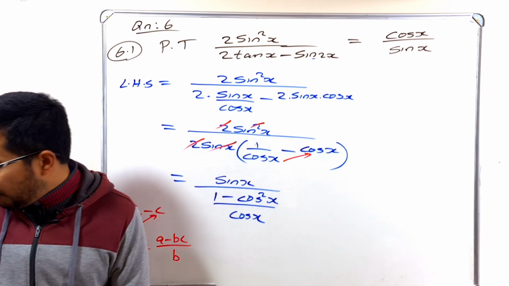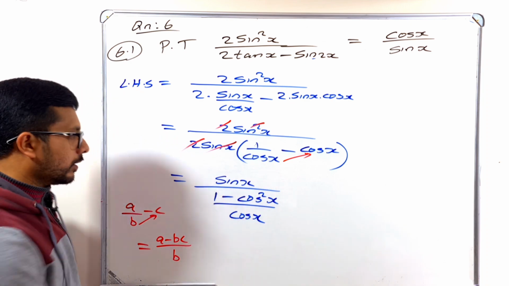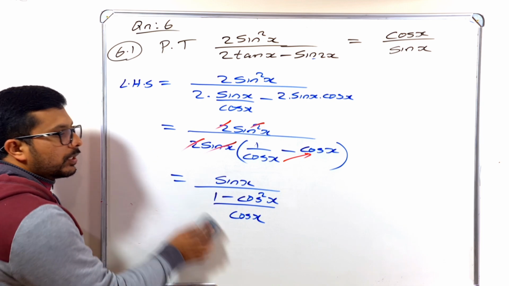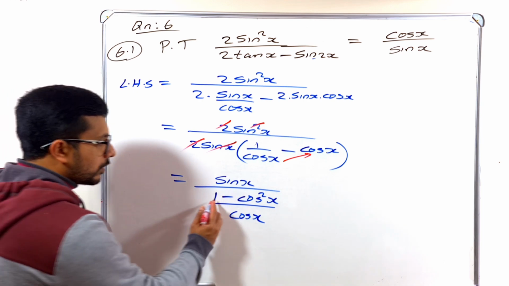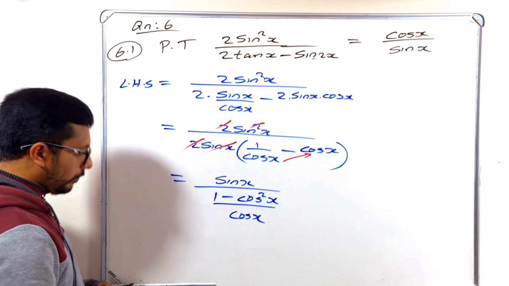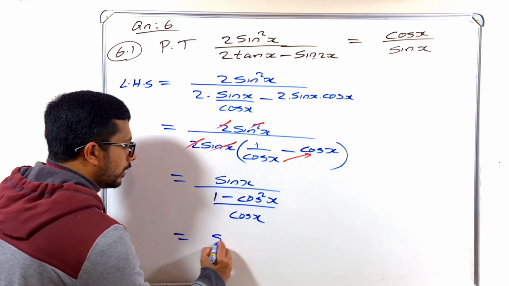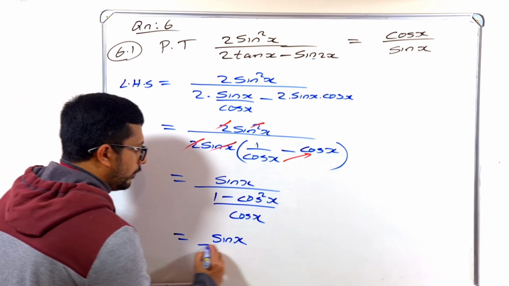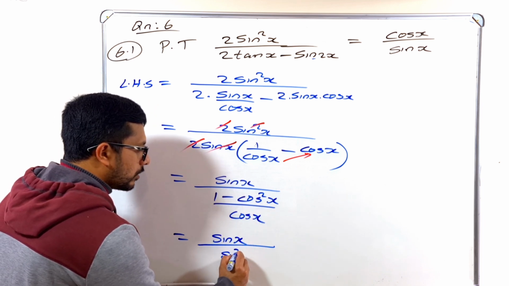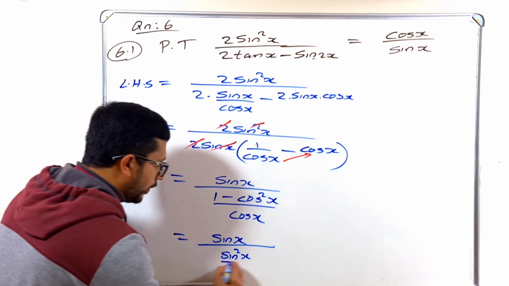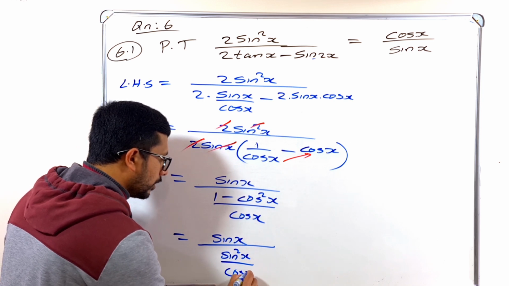Okay, now tell me, what is 1 minus cos squared x? 1 minus cos squared x, is it not sin square x? Okay, so this one is sin x divided by this 1 minus cos squared x, which is sin square x divided by cos x.